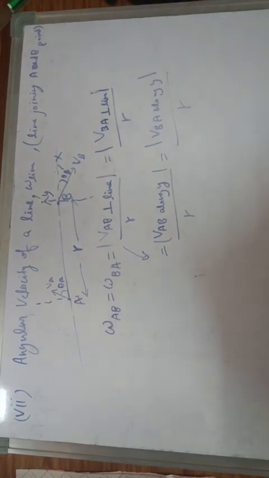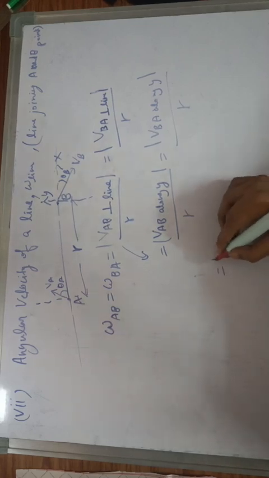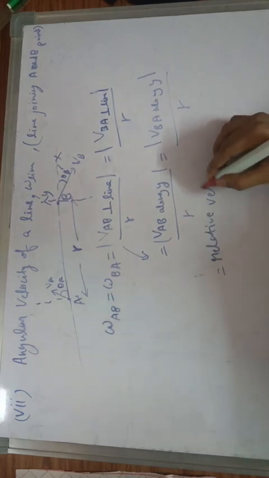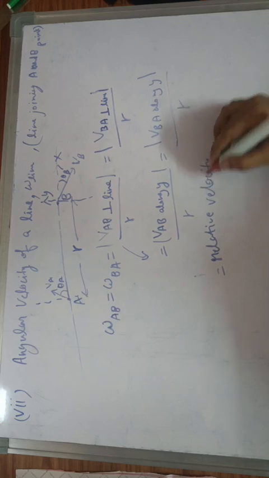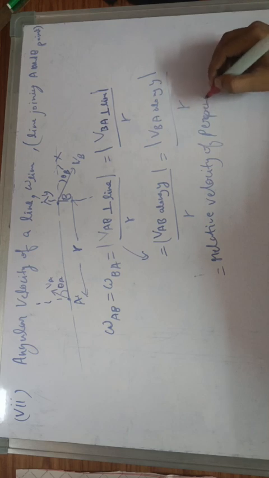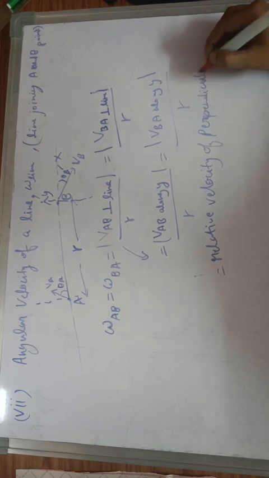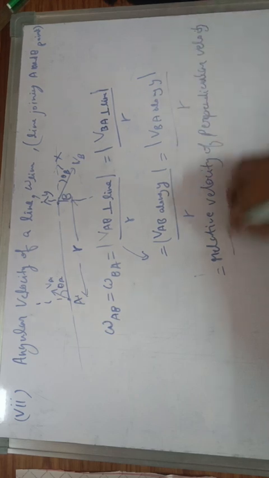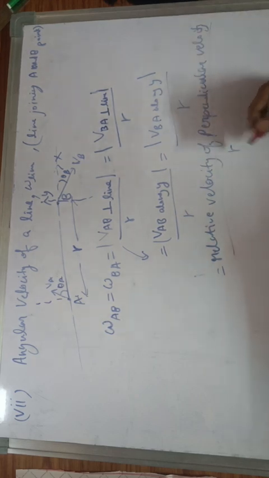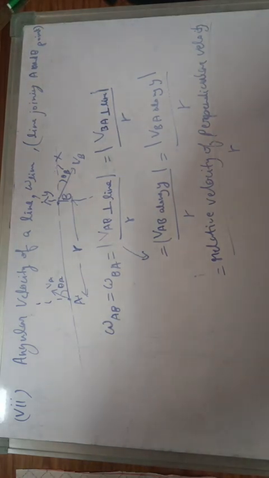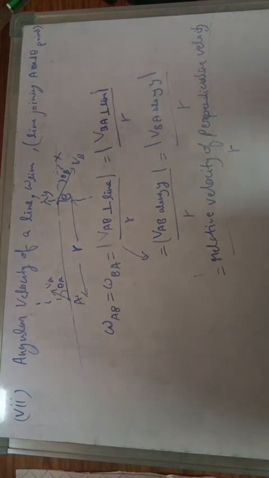So it is simply the relative velocity of perpendicular velocities divided by the length between them, that is R, the distance between those 2 points. So this is the formula of omega, angular velocity.